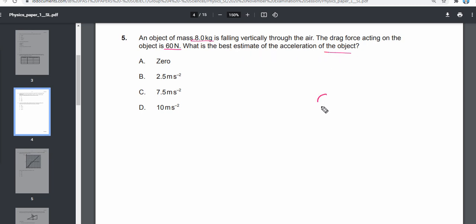So let's suppose this is the object. Its mass is 8 kg. So its weight that is exerting downward will be equal to mg. That would be equal to 8 times 9.81. That would be equal to around 80. So let me just calculate the exact value. That would be equal to 78.48 or 78.5.